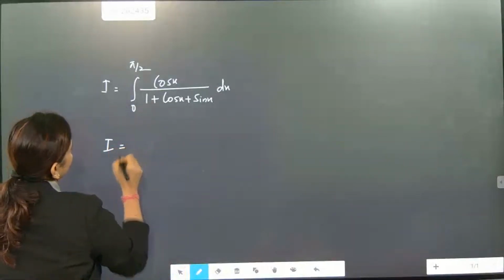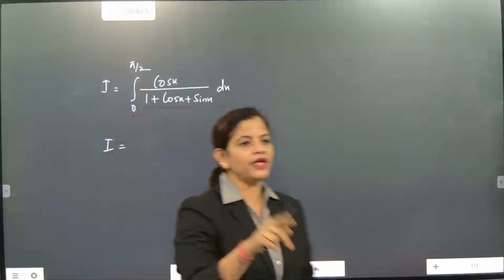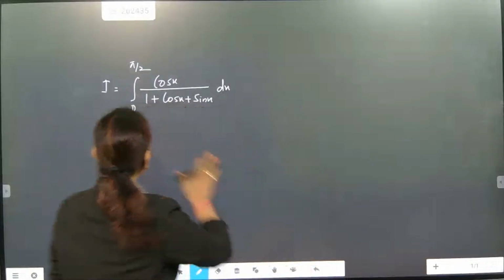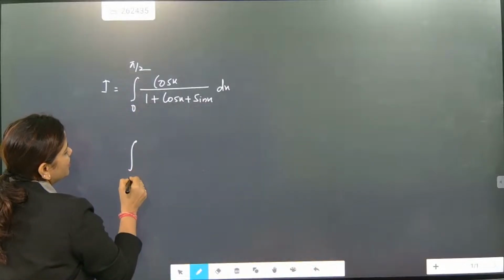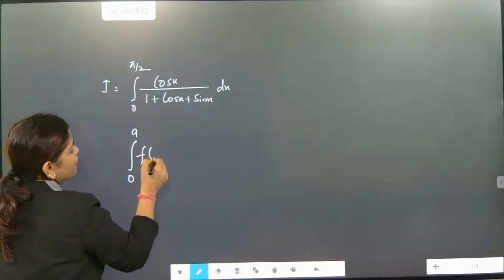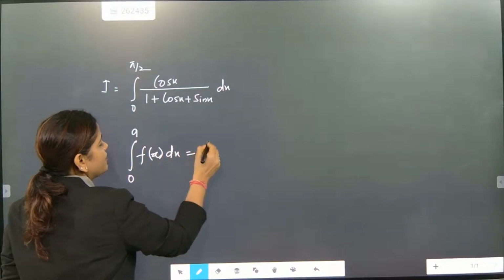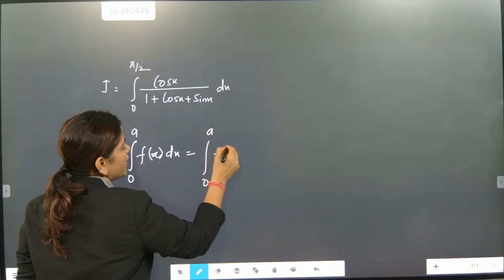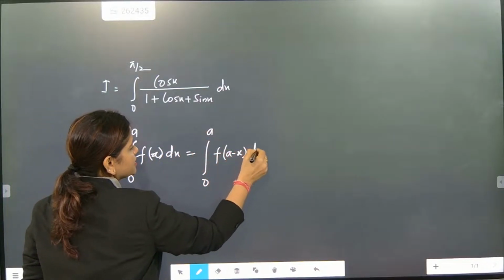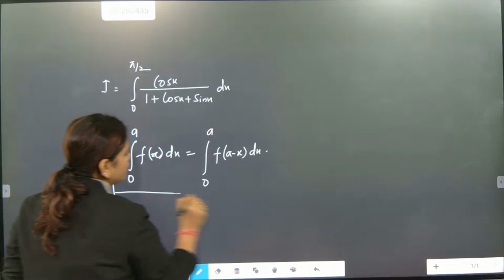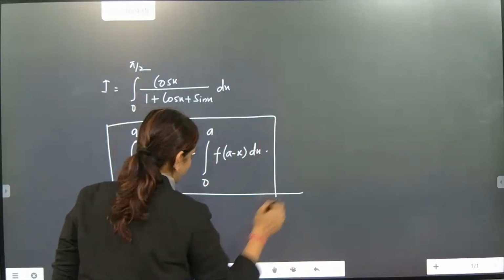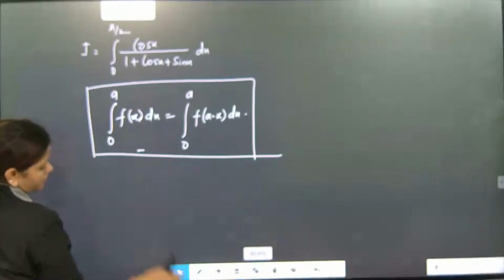One simple question I have given. I is equal to integral. The formula is what? Integral 0 to a f of x dx. So that formula-based question I told you: given integral 0 to a f of x dx, it will become integral 0 to a f of a minus x dx. So this formula only you need to use. When you are using this formula, actually what you are going to do, come on, check this one now.